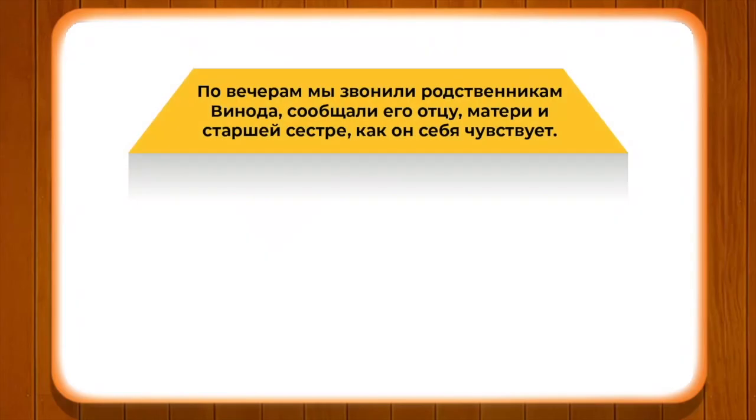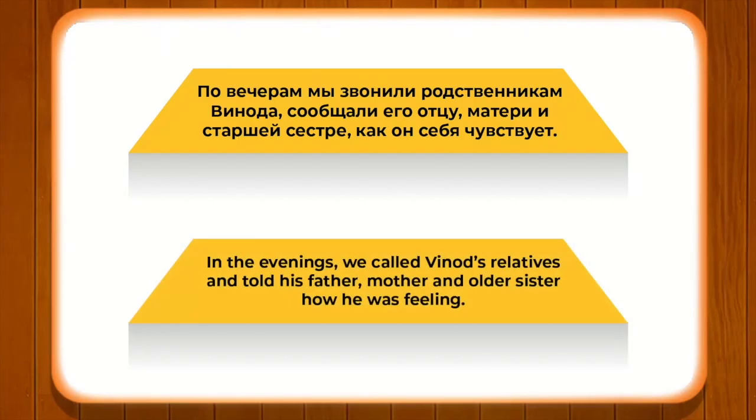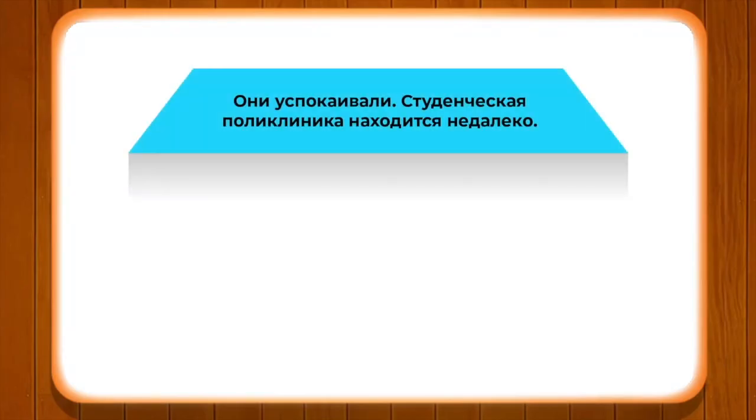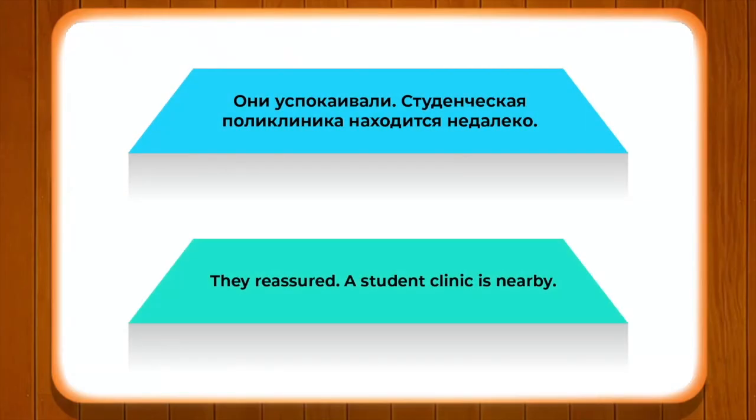По вечерам мы звонили родственникам Винода. In the evenings we called relatives of Vinod. Сообщали его отцу. Informed his father, матери и старшей сестре. His mother and elder sister. Как он себя чувствует? How is he feeling? Они успокаивали. They calmed down.